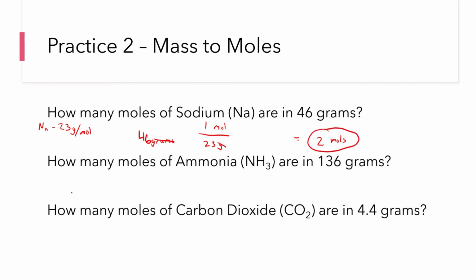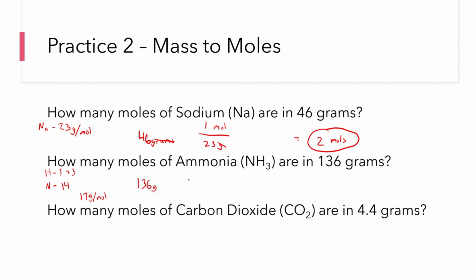For this one, we've got ammonia, which is NH3. So first we need to calculate the molar mass of that. And again, doing some rounding, we've got hydrogen has a molar mass of 1, nitrogen has a molar mass of 14, and there are 3 hydrogens in here. So we'll get 3 plus 14, which is 17, is our molar mass of ammonia, and again, that is in grams per mole.